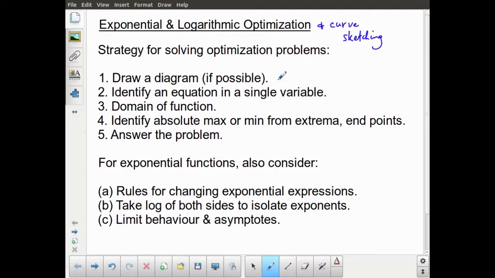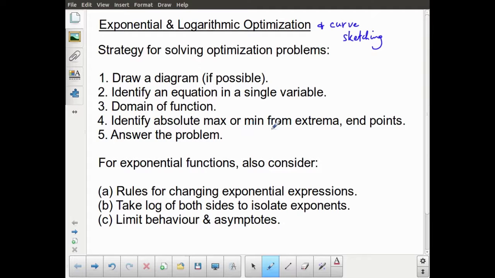A diagram is always a good idea if possible. We need an equation in a single variable. All of the calculus we've learned so far only applies to a single variable. That means taking the derivative. Looking at the domain of the function. Are there any restrictions? Are there any asymptotes or holes?